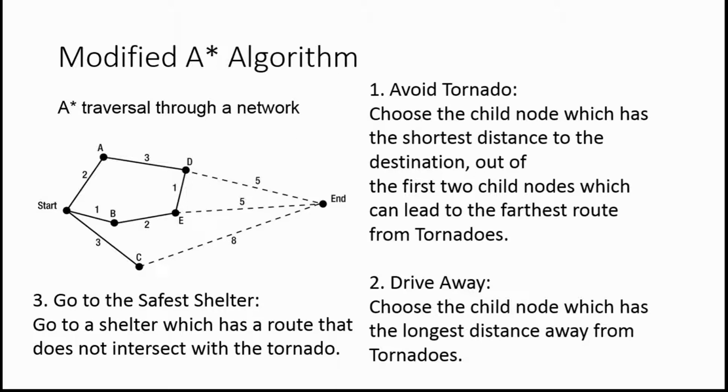The last variation of the modified A* algorithm is go to safest shelter, which basically does the same thing as both avoid tornado and drive away, but also has the additional complication of having to check not only the location of your destination, but whether that location is currently or will be in danger from a tornado.